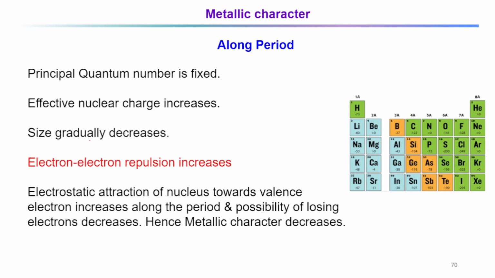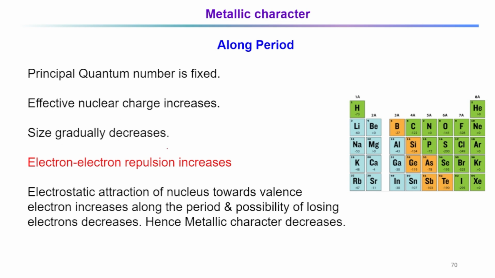Now let's first see along a period. What are the factors that are affecting along a period? So along a period, the principal quantum number is fixed. That means the number of orbits, the number of shells, are fixed. Effective nuclear charge increases. Yeah, we have already seen, as we are putting more and more protons in the nucleus, the effective nuclear charge, the attraction of that attractive girl towards the boys, is increasing, right?